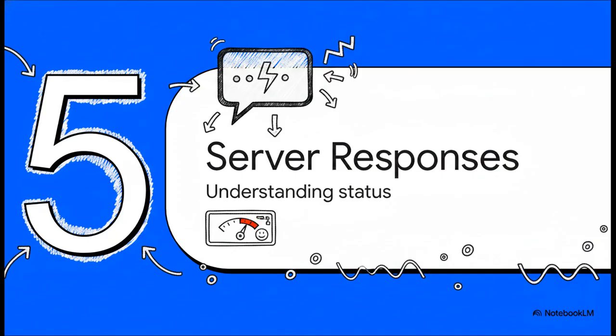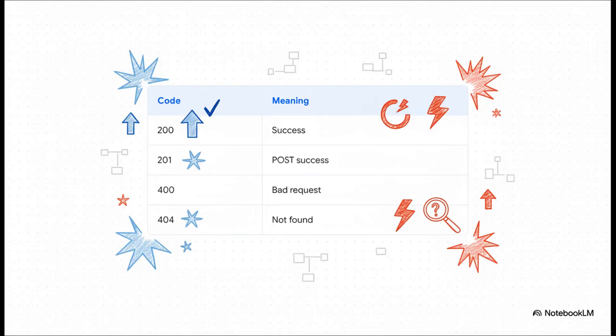Section 5, reading server responses, understanding status codes. So we've sent our verbs, the server processed them, and now it's replying. We need to know how to read that reply. Servers communicate success or failure using a 3-digit status code. A 200 code is your generic success, meaning everything went perfectly. A 201 specifically means a post method worked and a new resource was successfully created. On the flip side, a 400 means you sent a bad request that the server just can't process. And of course, the infamous 404, resource not found. Honestly, these codes are going to be your best friends for debugging.